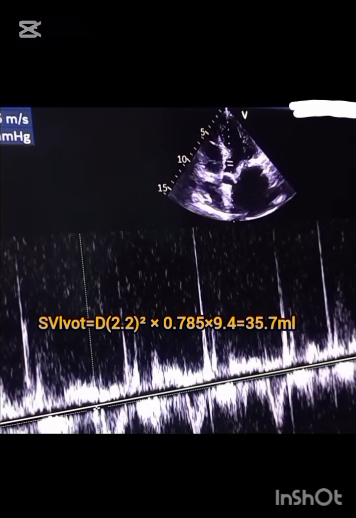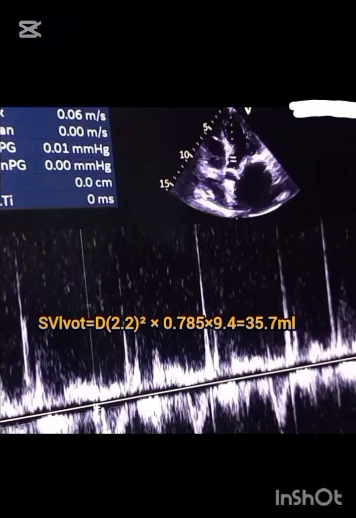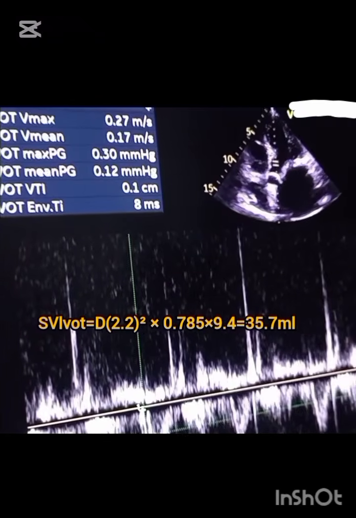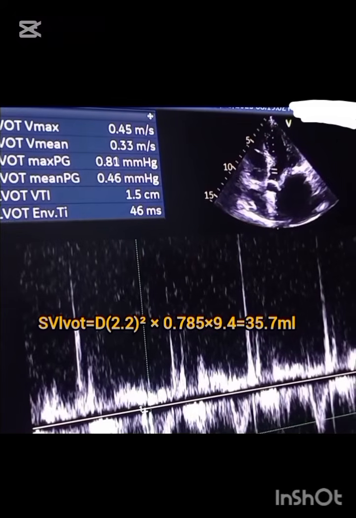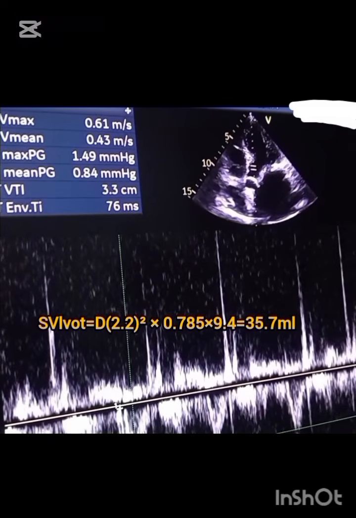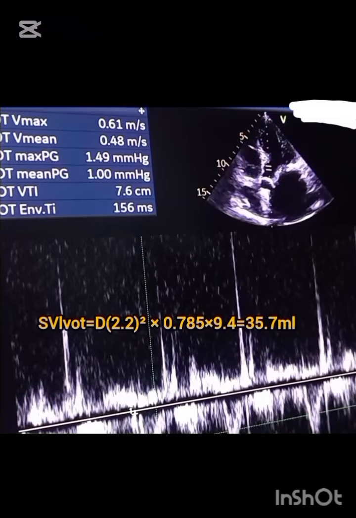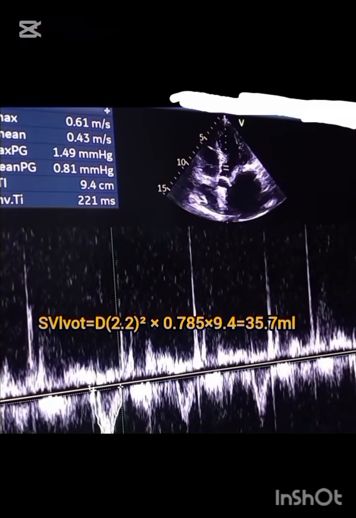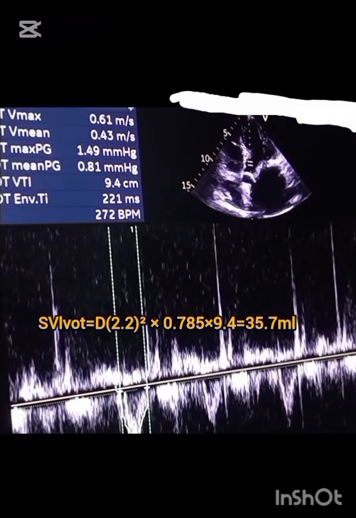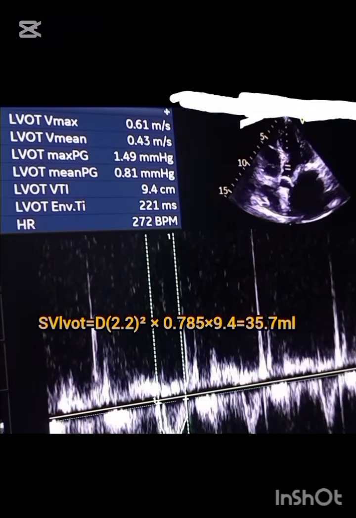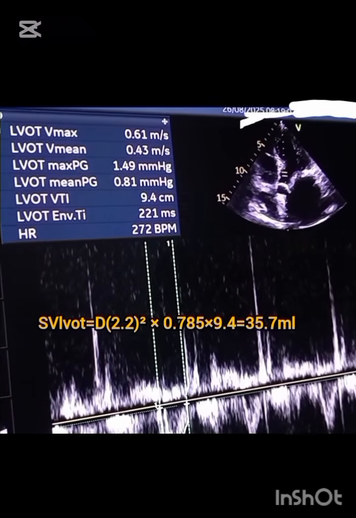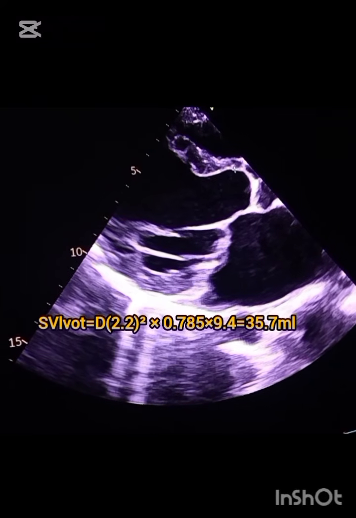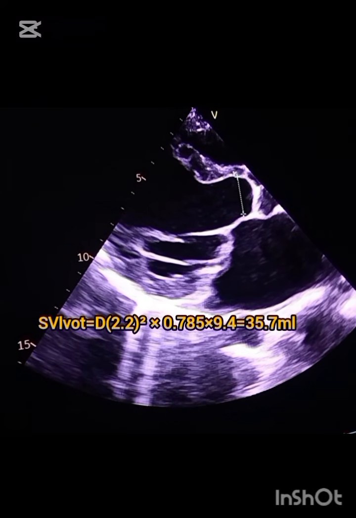I am tracing the LVOT VTI. There is 9.4 centimeter velocity time integral, as you see in the video. So the stroke volume of this patient is 35.7 milliliter.